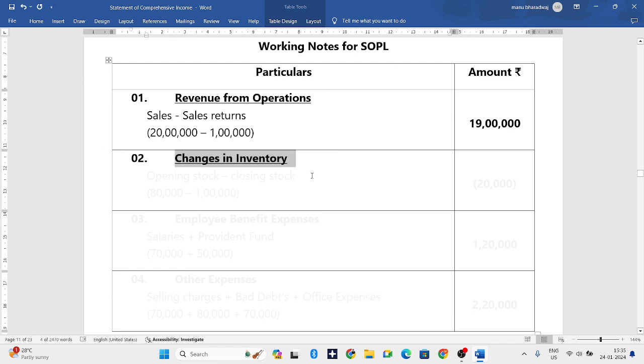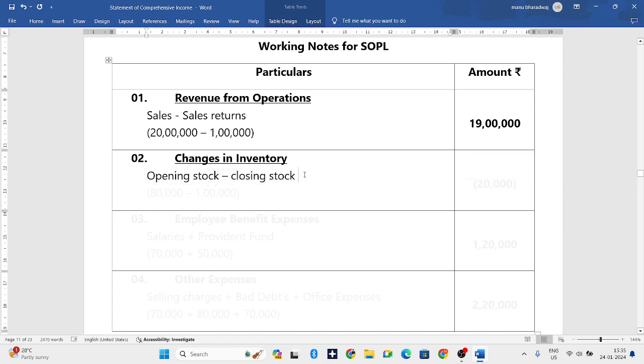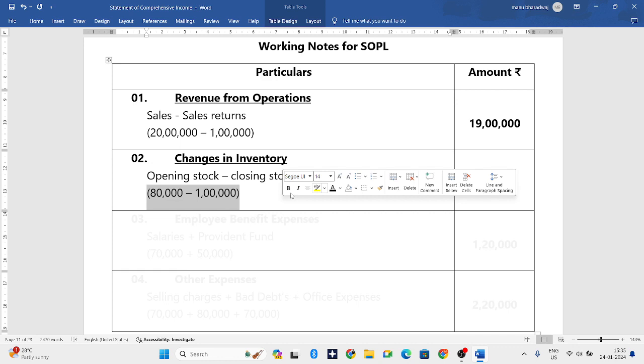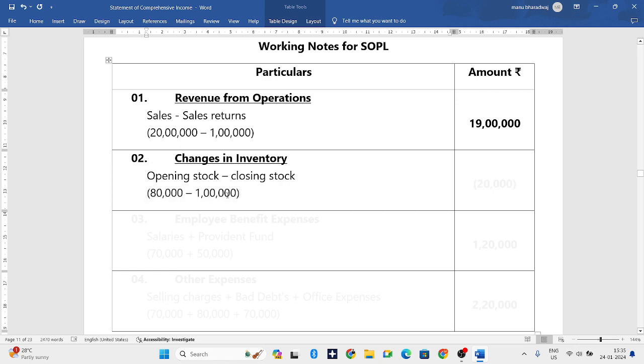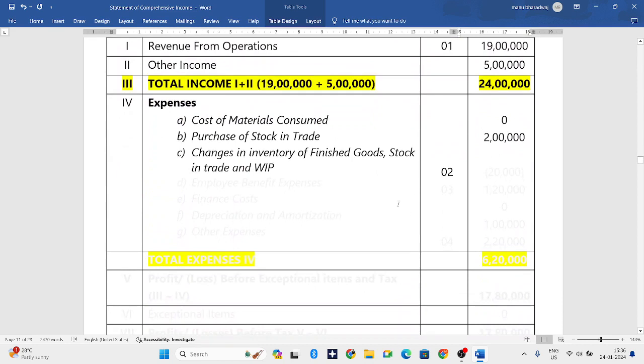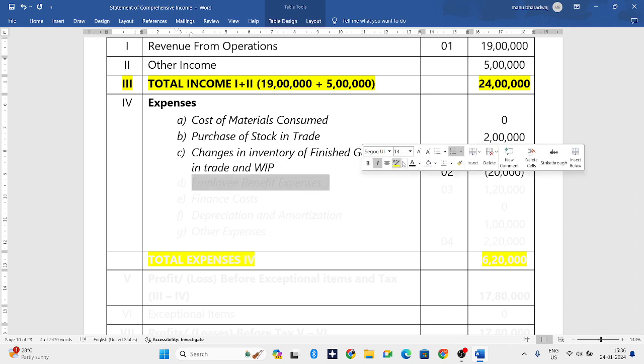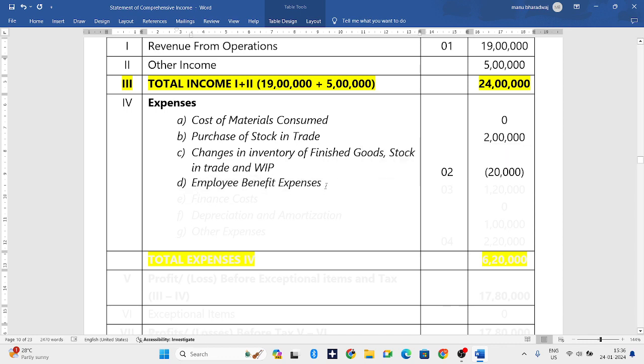So working note number 2 is for changes in inventory. The formula is opening stock minus closing stock. Opening stock is 80,000, closing stock is 1 lakh. 80,000 minus 1 lakh will give us the answer of minus 20,000. The minus we have to write as it is. If the value comes negative, then we have to write the negative value only. So minus 20,000.